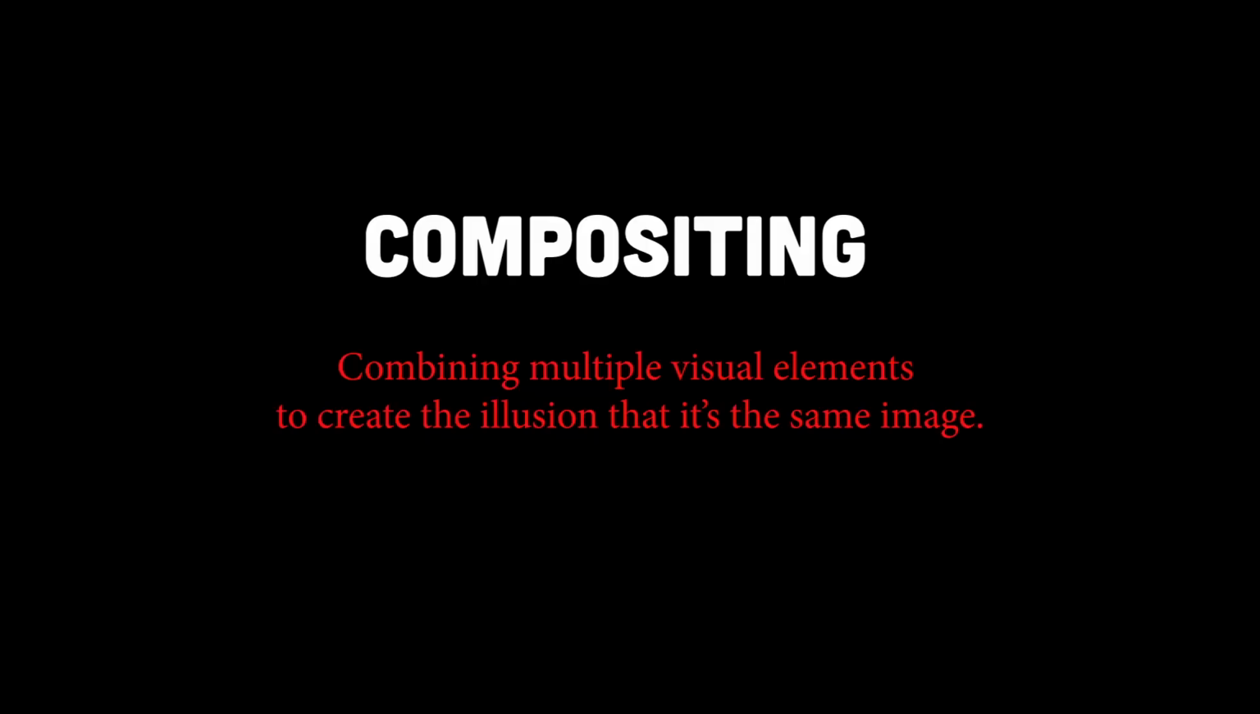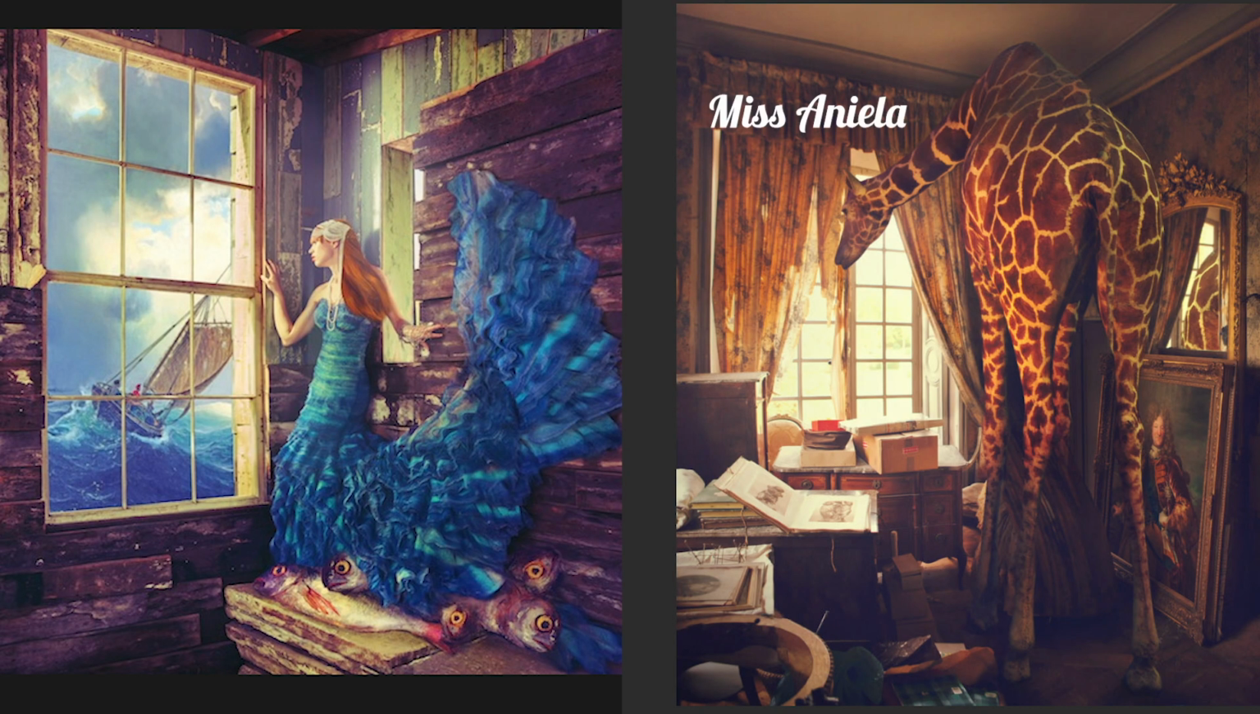This method is essentially a very basic form of compositing. Compositing: combining multiple visual elements to create the illusion that it's the same image. In this case, we're only using 2 images and they happen to be pretty identical. Normally, compositing is a lot more complicated than that, and we'll get to that in a second. But first, let's rewind to the history of levitation tutorials on YouTube.